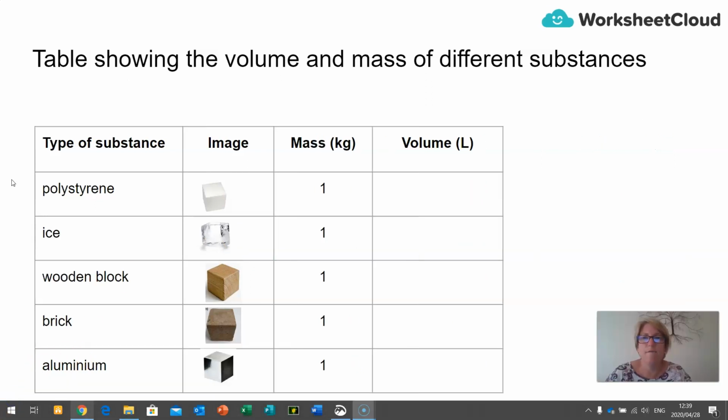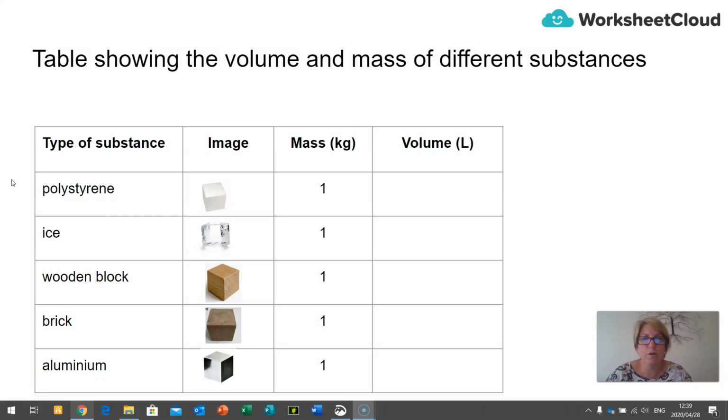Now here we have a table showing the volume and mass of different substances. But in this scenario now, I've kept the mass the same. So I have a 1 kilogram block of polystyrene. I have a 1 kilogram block of ice. I have a 1 kilogram wooden block. I have a 1 kilogram brick. I have a 1 kilogram block of aluminium.